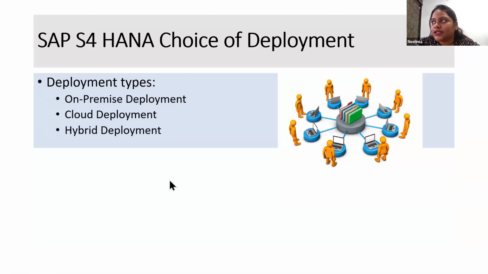Okay, now let's go to deployment. Basically, deployment means the method of installing, hosting, and running a software system in an organization. To explain in simple words, it explains where and how the system is operated, whether it is installed inside the company, hosted on the internet, or a combination of both. So deployment is important because it affects cost, security, maintenance, accessibility, and control of the system.